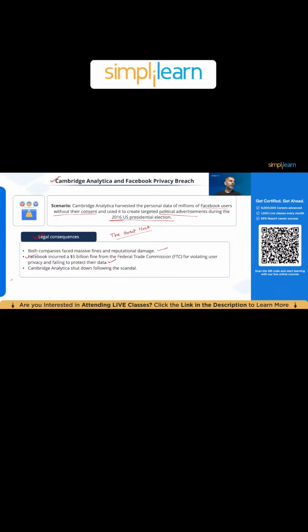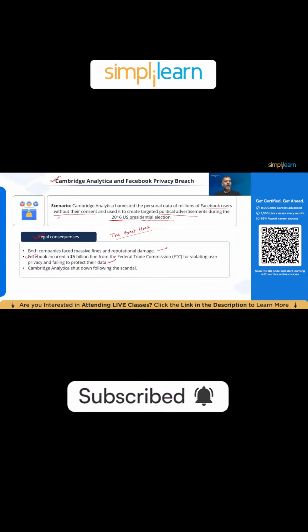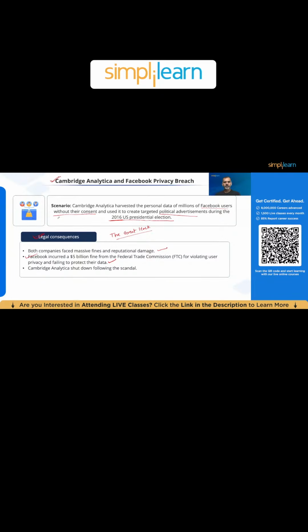So this is one incident which is very popular in the field of data science, where we see the misuse of data, and one of the case studies that we should all see, and why we talk about imposing these data ethics practices in our data organizations.